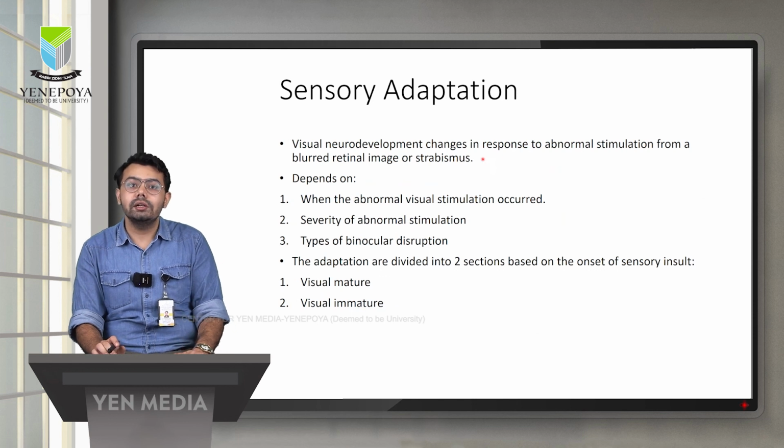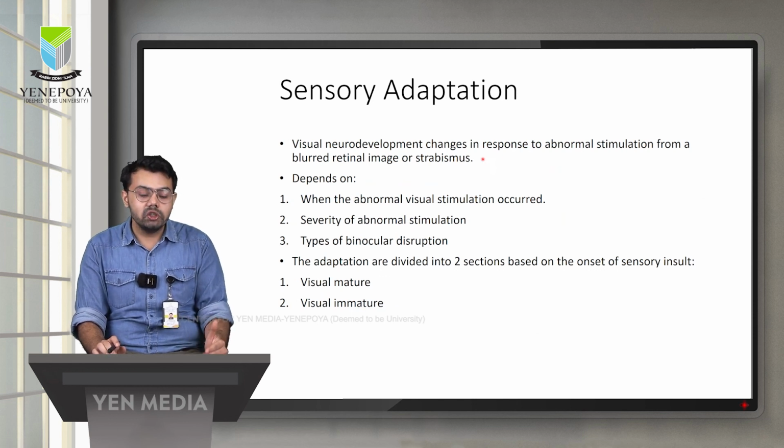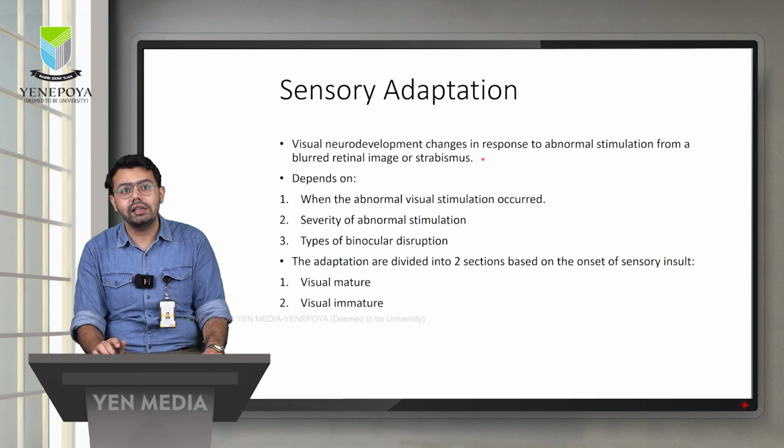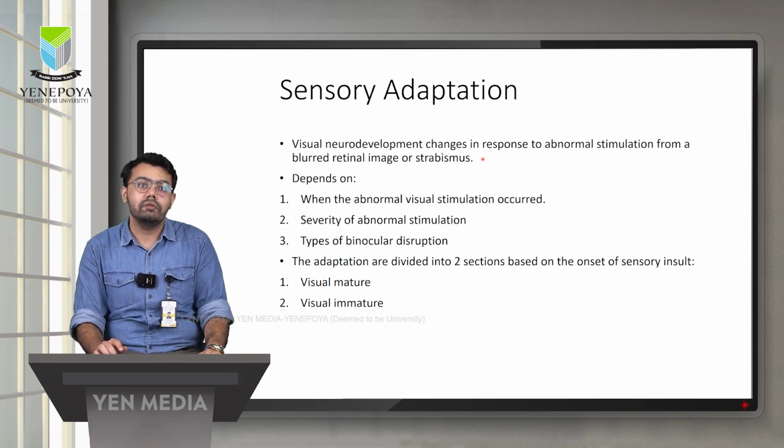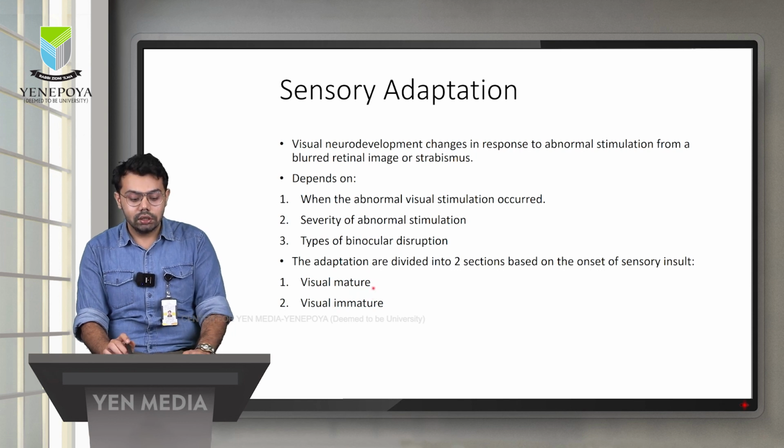Sensory adaptation mainly depends on the age at which the visual stimulus is developed. Normally it is considered to be 4 to 6 years of age, according to Von Noorden and Kenneth Wright. It also depends on when the abnormal sensory visual stimulus has occurred, the severity of the abnormal stimulation, and the types of binocular disruption. It has 2 sections, depending on whether the visual pathway is mature or not mature.